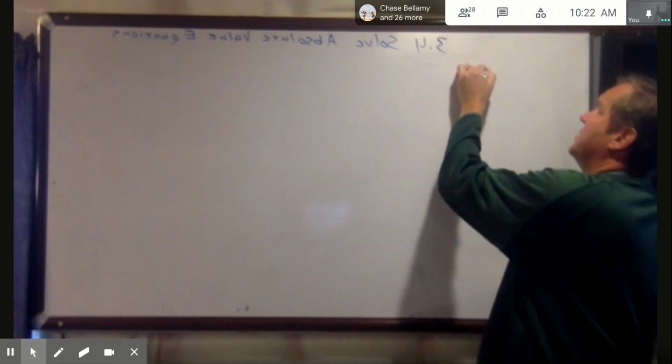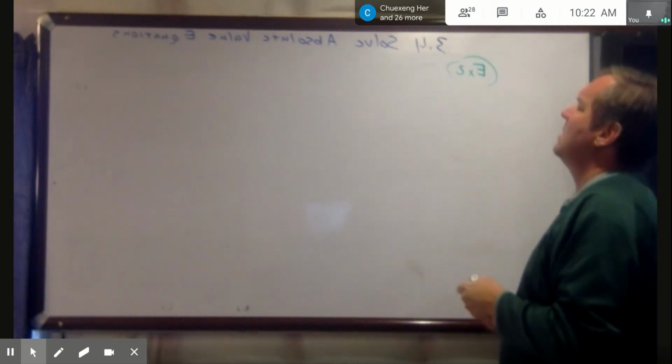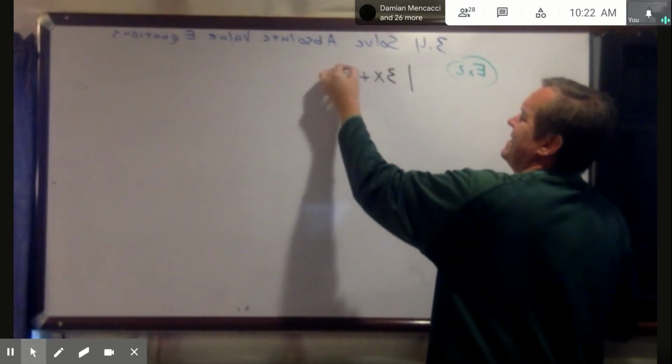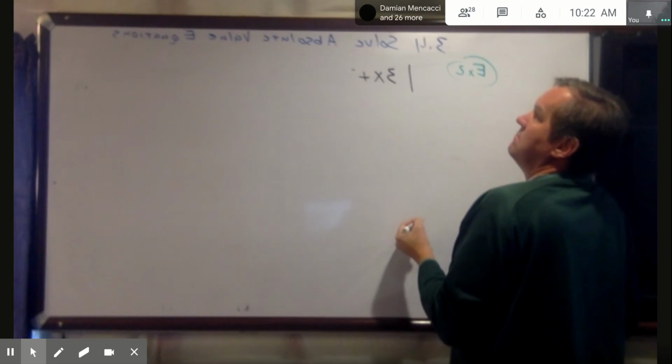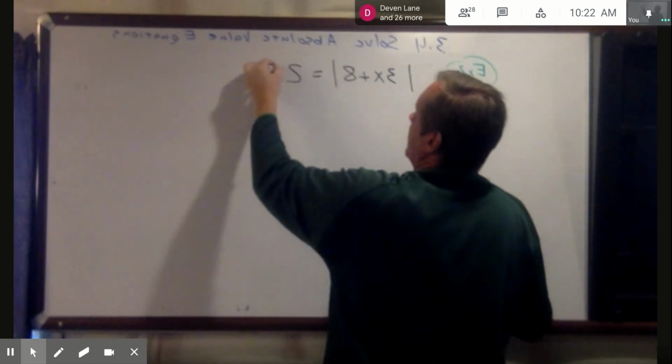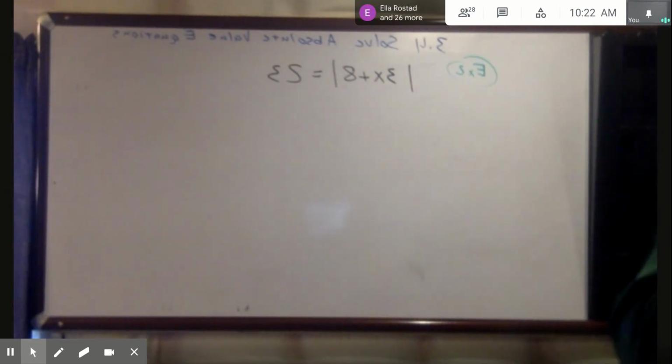Okay, here's example 2. Switch to my black marker. Absolute value, 3x plus 8 is equal to 23. All right, don't do anything right now, just get it written down.